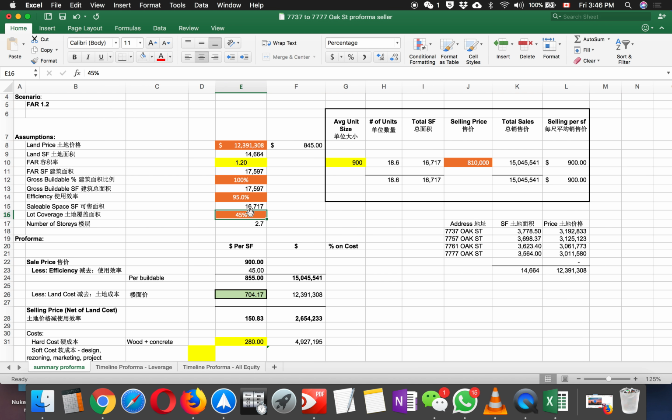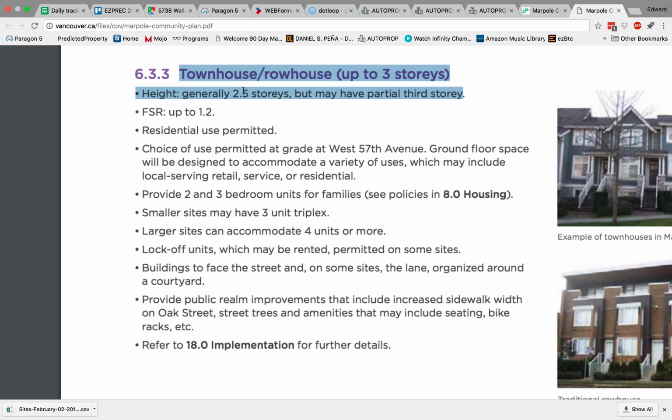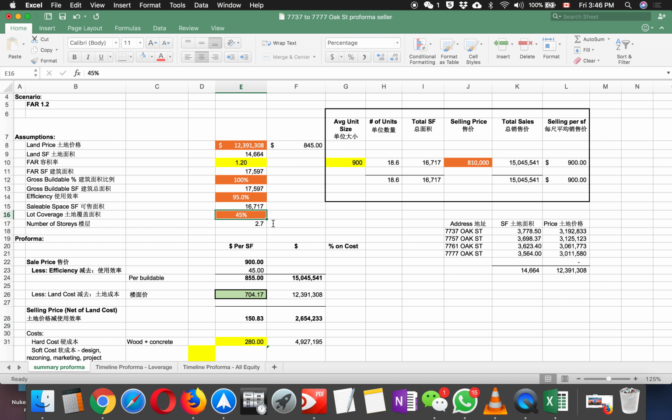Okay, so this right here, lot coverage controls the number of stories. Remember over here, up to 2.5 stories? So I can just change this number right here so that it reflects 2.5. That's pretty simple. So let's say 48%. There you go. 2.5 stories. That means you can only do 48% here. Okay. And then over here, that's a lot size. Oh, sorry, that's the size of the unit.